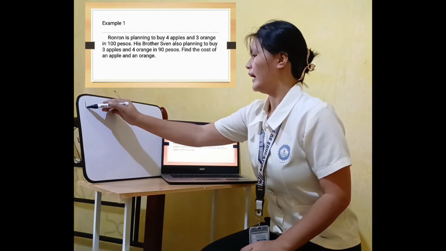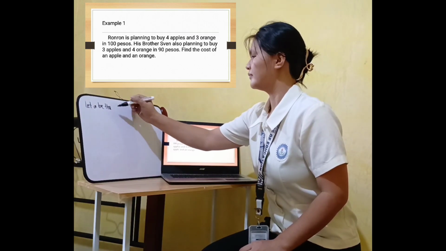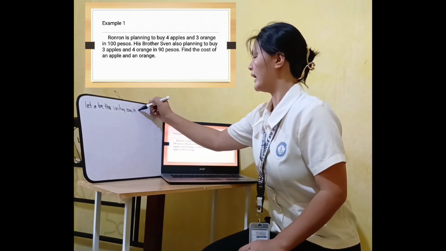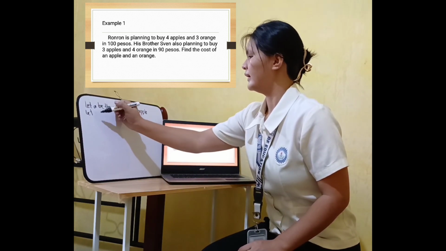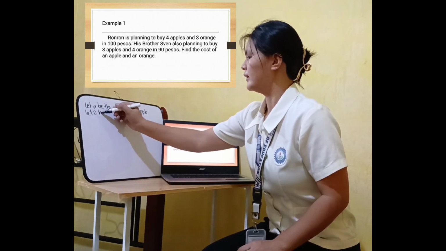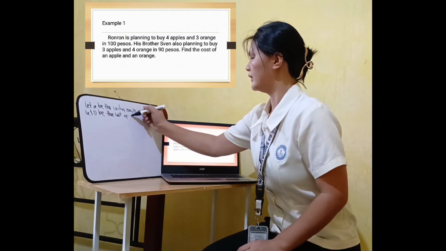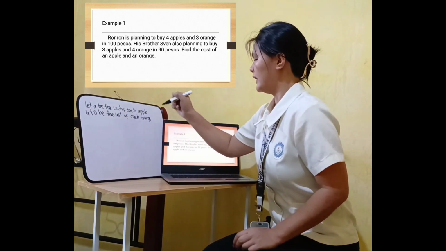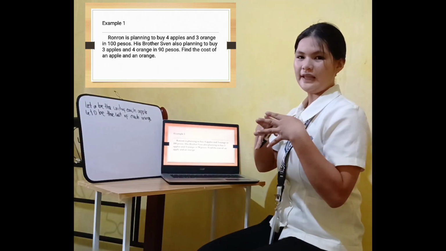So we will let A be the cost of each apple and let O be the cost of each orange. So now we already determined our variables. We are going to formulate our equation.